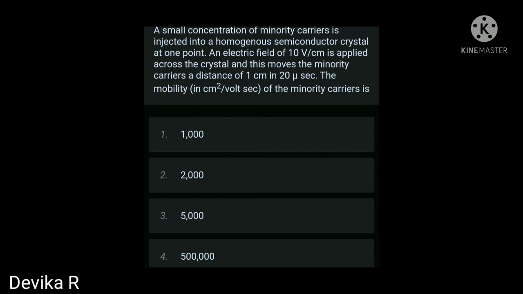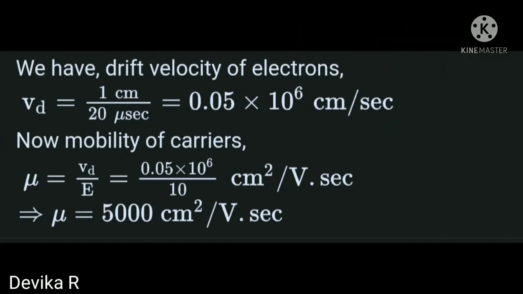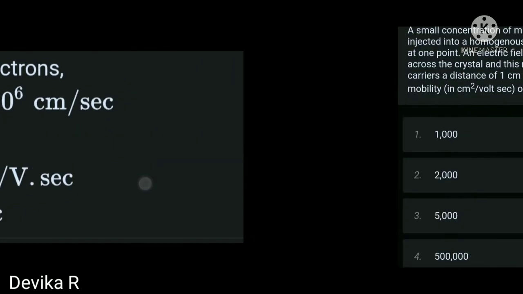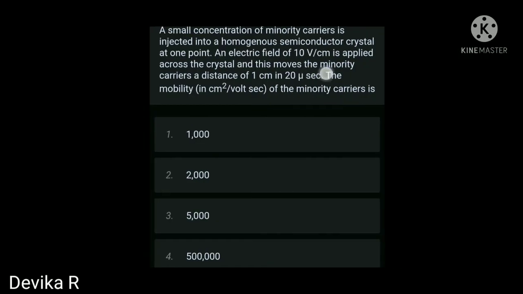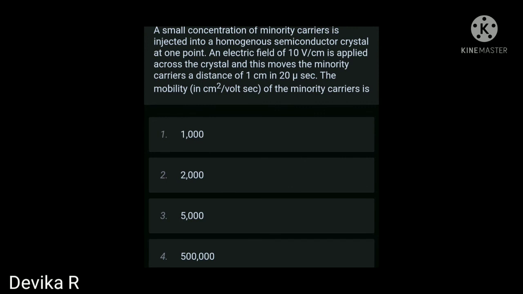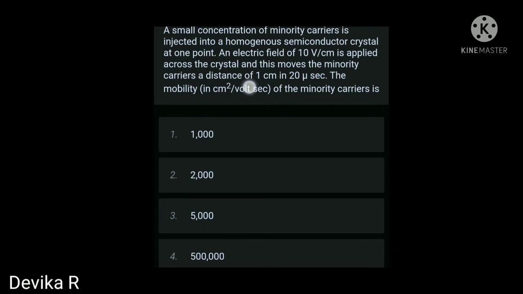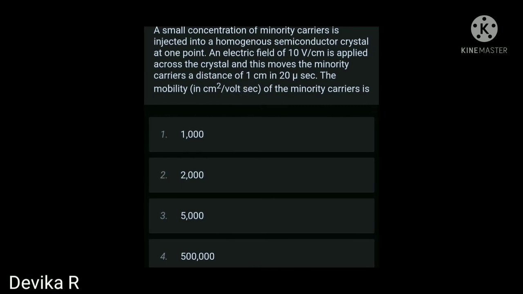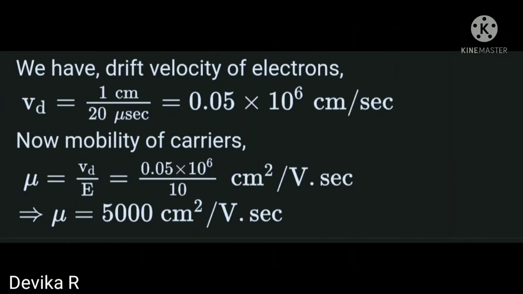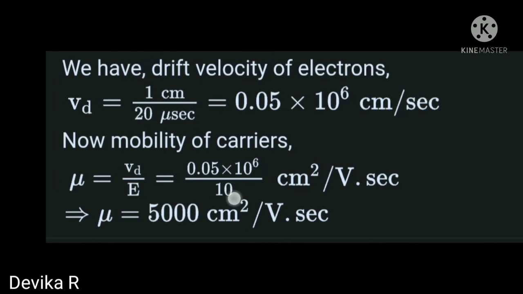What is the formula of mobility? Mobility equals Vd by E. What is given is E, the electric field. What is Vd? The drift velocity. A voltage is applied to the crystal, and this moves the minority carriers a distance of 1 centimeter in 20 microseconds. This is called the drift velocity, so 1 centimeter by 20 microseconds is the drift velocity. Then substitute the drift velocity and E, and we get the mobility. The formula of mobility is drift velocity by E.